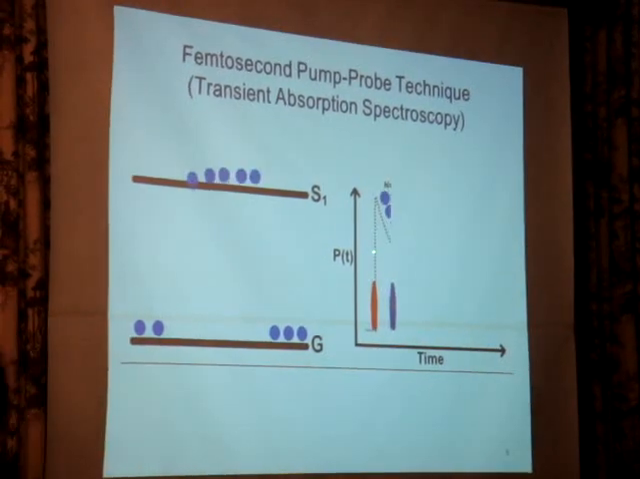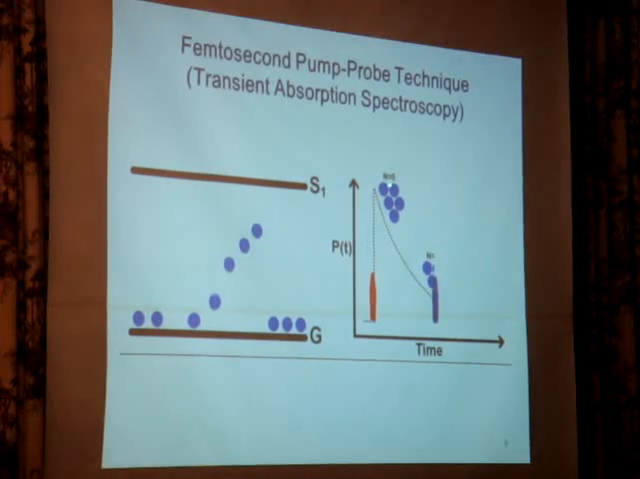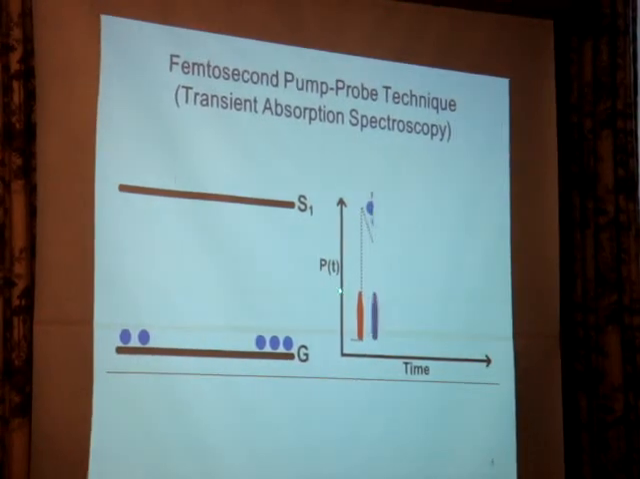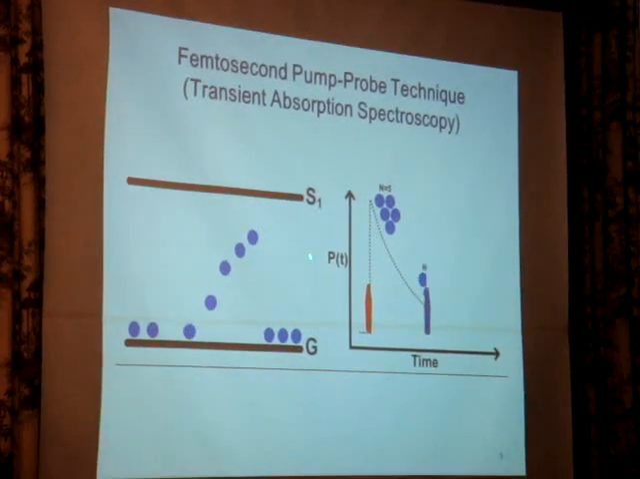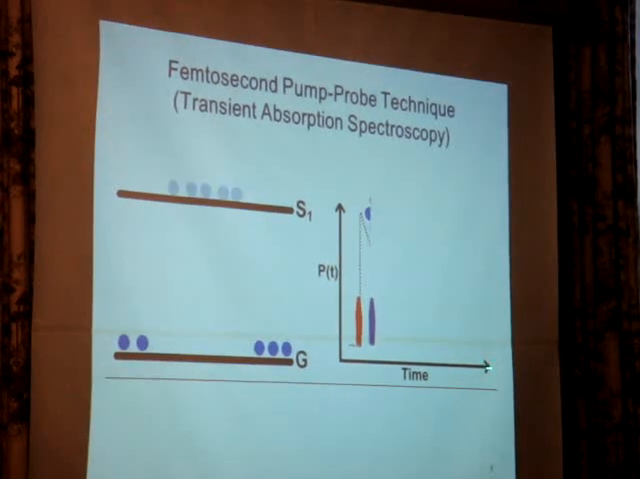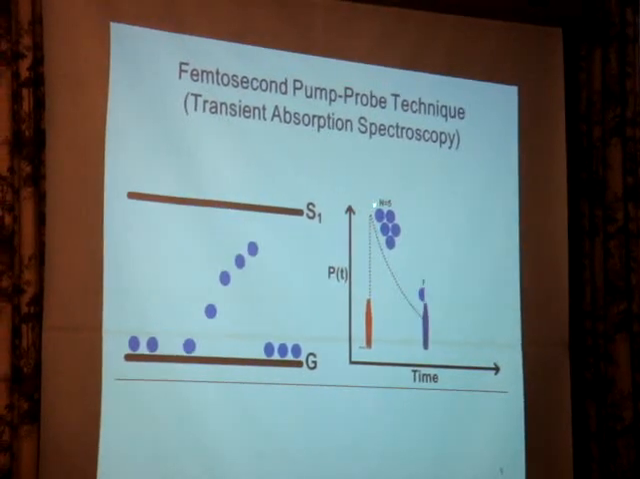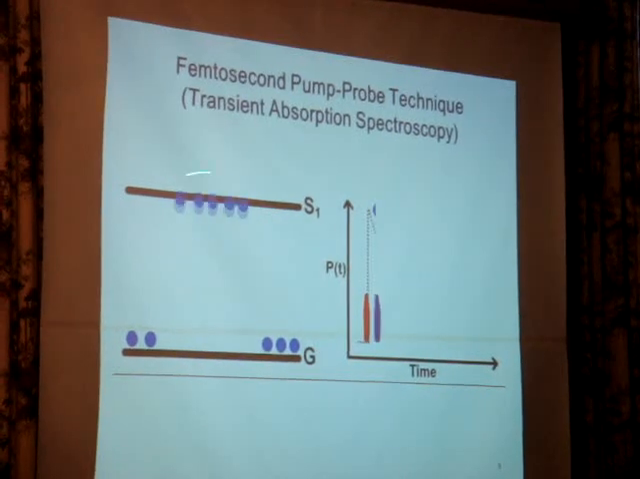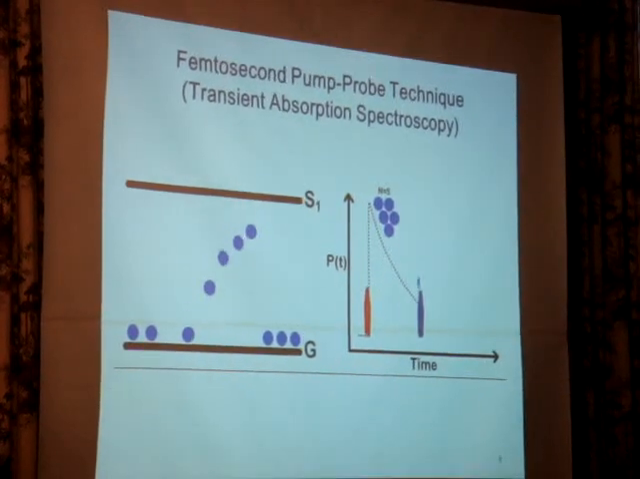So if we monitor the absorbance change at different times, we are able to make a plot like this, which is the number of charge carriers at the excited state versus time. From this curve, we are able to extract how fast the excited state relaxes.